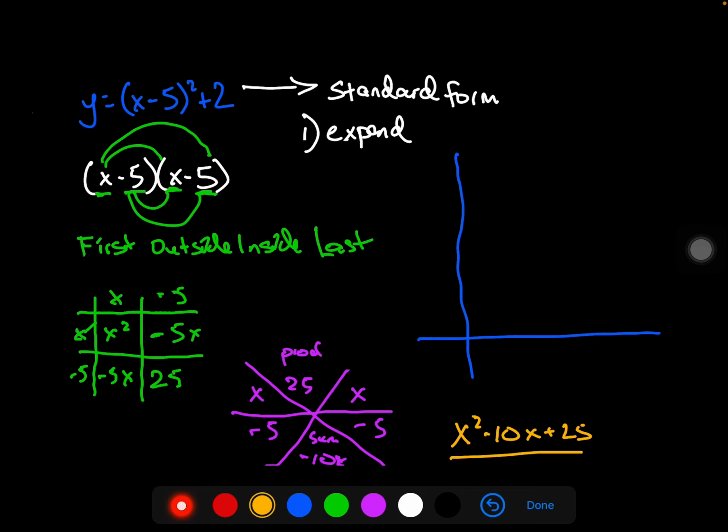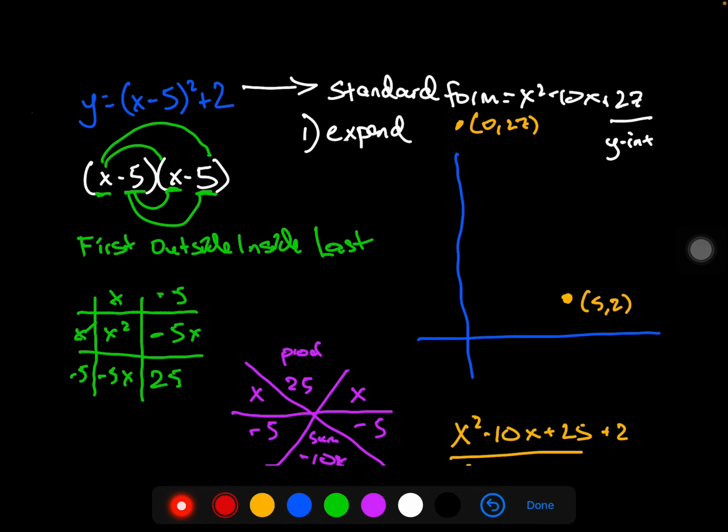So we've got our expanded form here, and then we need to add to that 2 on the end. So our standard form equation is x squared minus 10x plus 27. And recall from the first video, this c value is the y-intercept. So we know the vertex from the vertex form. That's (5, 2). And then we can find up here somewhere, (0, 27) is our y-intercept.